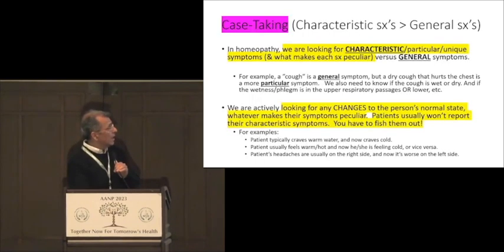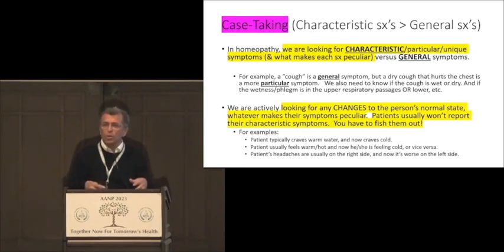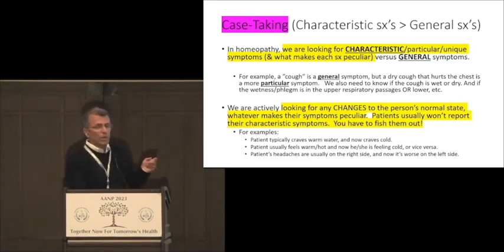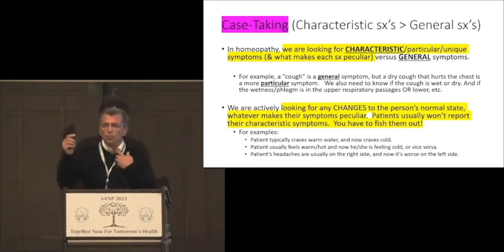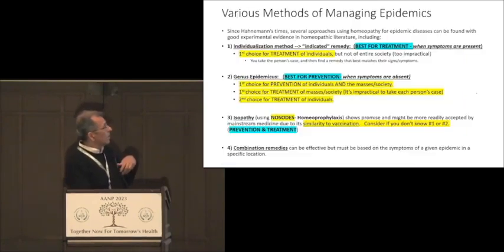Case taking, I just want to summarize the highlight. In homeopathy, we look at characteristic symptoms. We don't look as much at general. We pay attention to the general symptoms, but we pay particular attention to characteristic symptoms. Let me give you an example. Somebody says, I have a sore throat. A homeopath would ask, which side, left or right? And is it better with cold water or warm water? Those are characteristic symptoms. You can read about that.